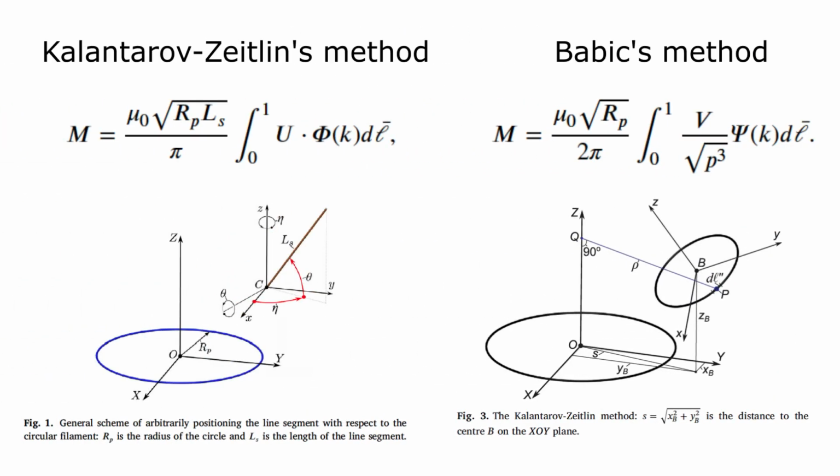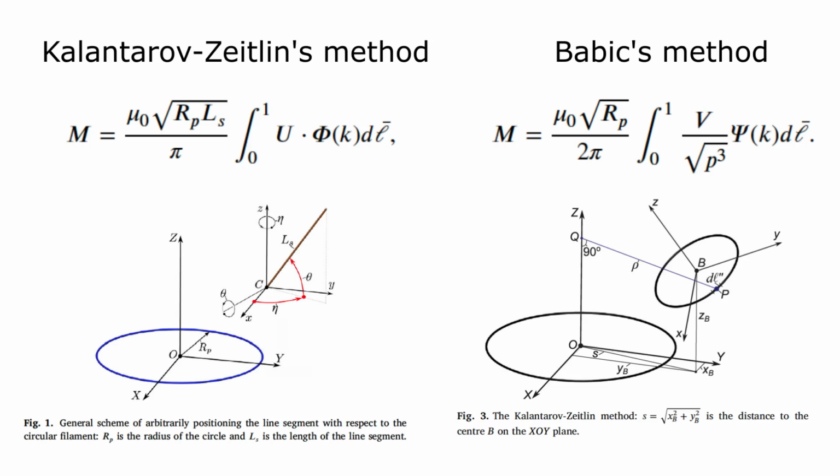That's where this new research comes in. The authors developed two new analytical formulas to calculate the mutual inductance between a circular filament and a single-line segment positioned anywhere in space. Two formulas, you say? What are they called? One is called the Mutual Inductance Method, or MIM, and the other is Babic's method, or BM. Both use integral expressions involving elliptic functions, which are special mathematical functions often used in electromagnetic theory.